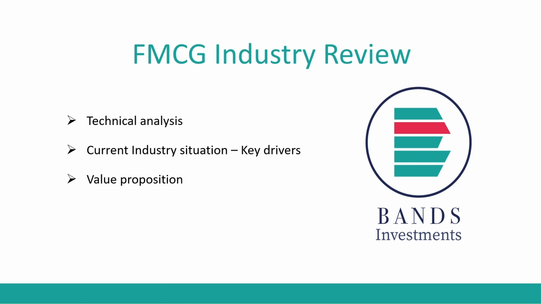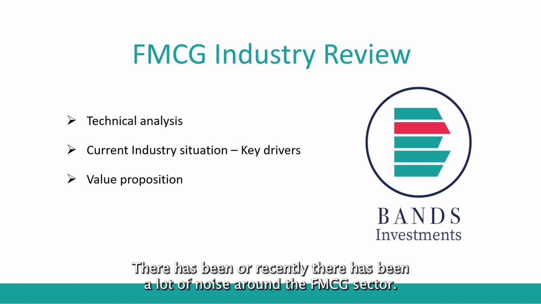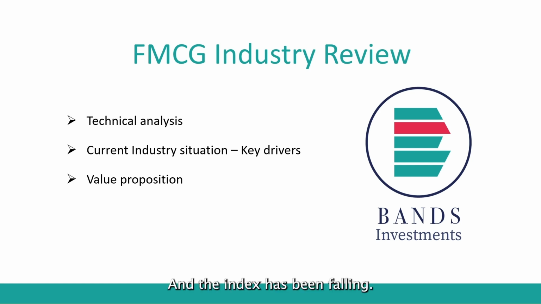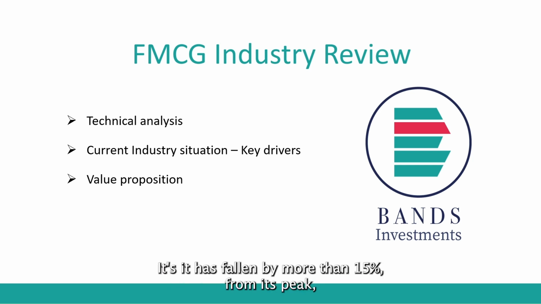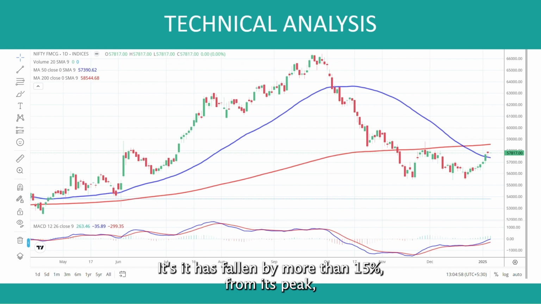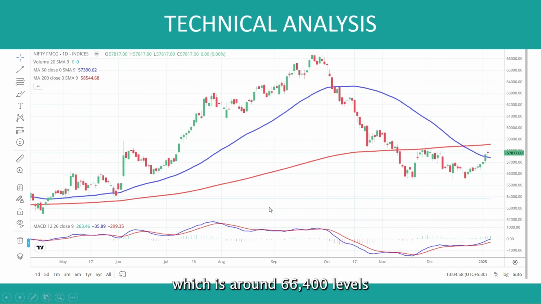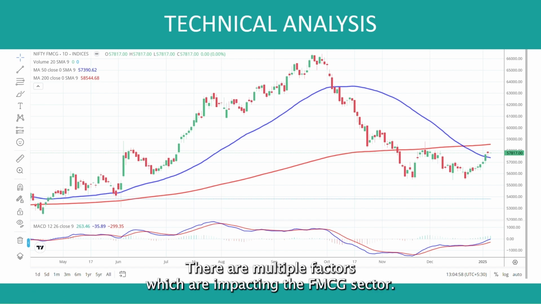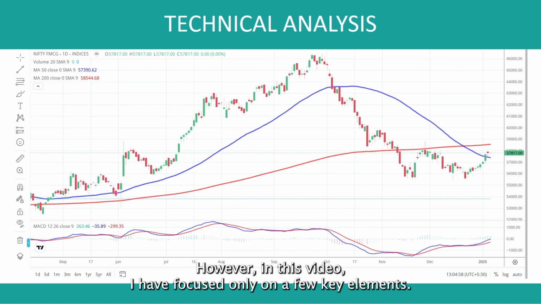Recently, there has been a lot of noise around the FMCG sector, and the index has been falling. It has fallen by more than 15% from its peak, which is around the 66,400 levels, down to the 55,500 or 55,400 levels in mid-November. There are multiple factors which are impacting the FMCG sector. However, in this video, I have focused only on a few key elements.